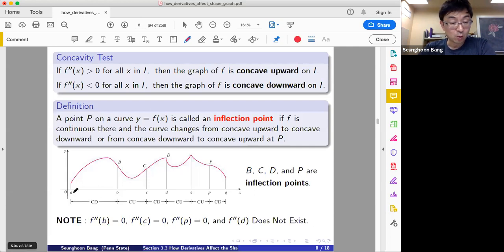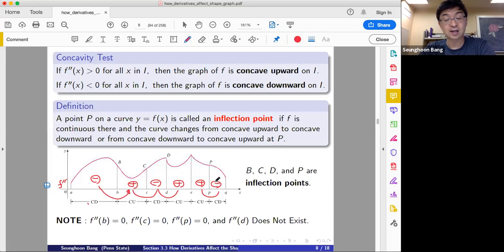So one more. What happens? What is the second derivative? Concave downward, negative. Upward, positive. Downward, negative. Upward, positive. What does it mean? The sign of the second derivative changed from negative to positive: inflection point. Positive to negative: inflection point. Negative to positive: inflection point. Positive doesn't change, not an inflection point. Positive to negative, yes, inflection point. This is the whole idea for finding an inflection point.